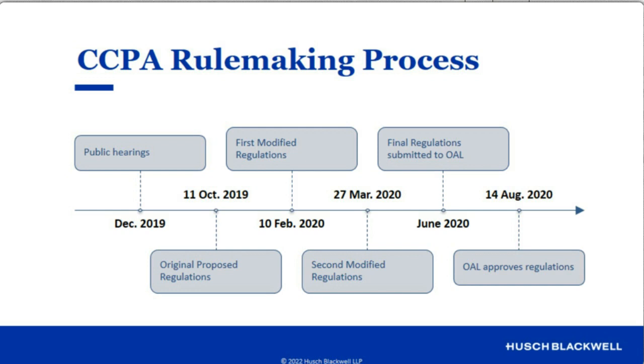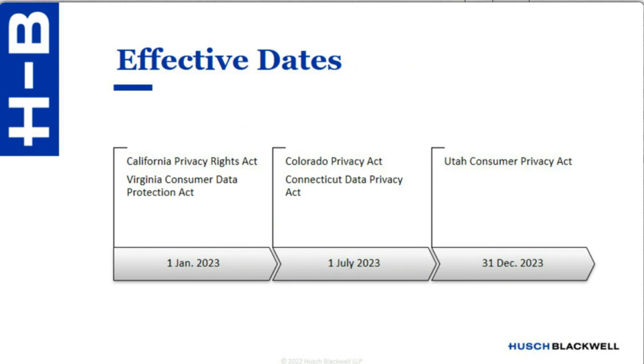Last slide I give you, and then I'm going to turn it over to Shelby and see if I can fix my audio here, is just looking at the effective dates. So when we look at the effective dates here, obviously the CPRA goes into effect on January 1st, 2023, and Virginia does as well.